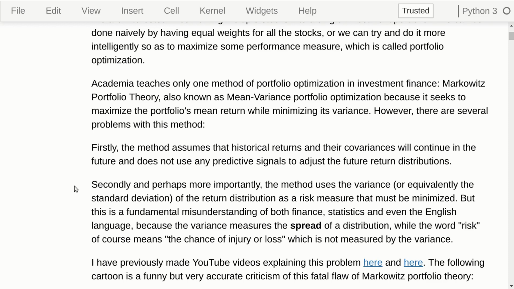The second problem, which is perhaps even more important, is that Markowitz portfolio optimization uses the variance of the return distribution as a risk measure that must be minimized. But this is a fundamental misunderstanding of finance, statistics, and even the English language, because the variance measures the spread of the distribution, but that is not the risk, because if you look up the definition of the word risk in a dictionary and how every normal person understands risk, it is the chance of injury or loss, and that is not measured by the variance. The variance measures the spread.